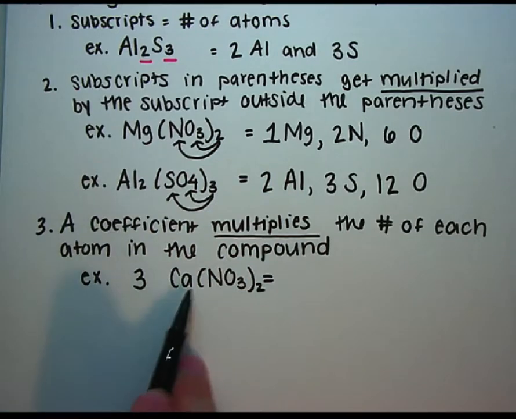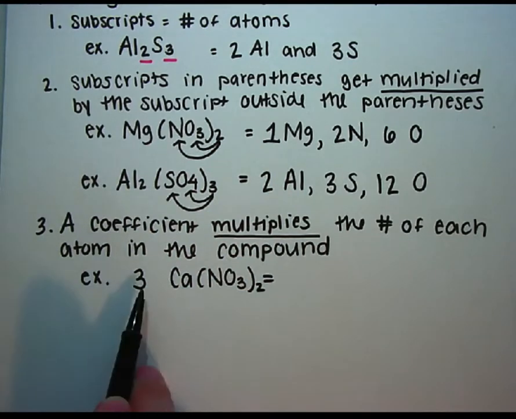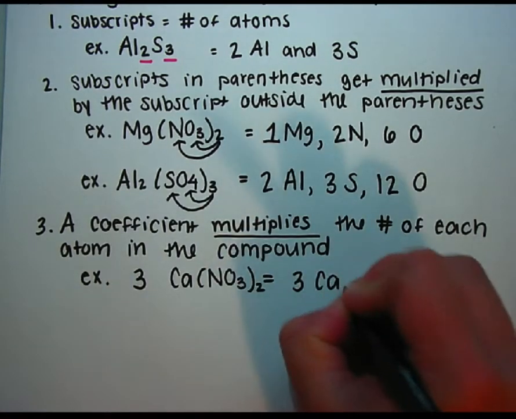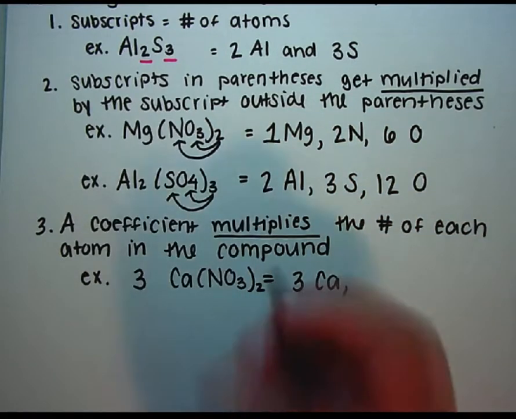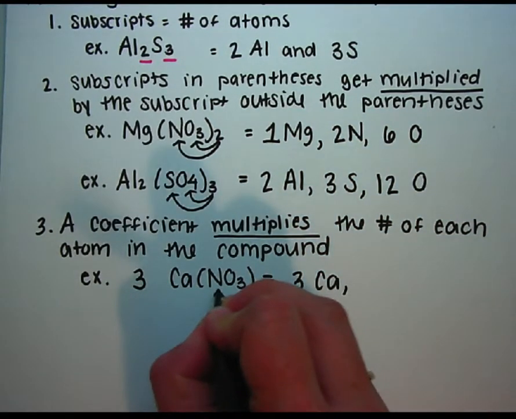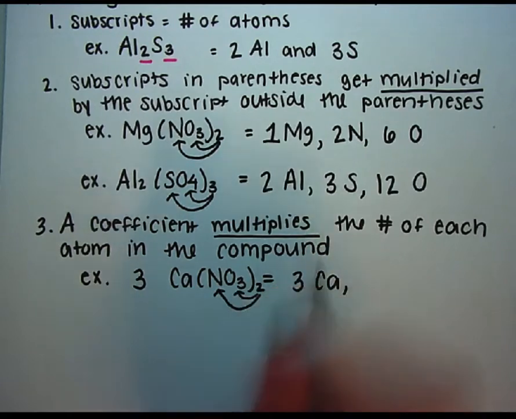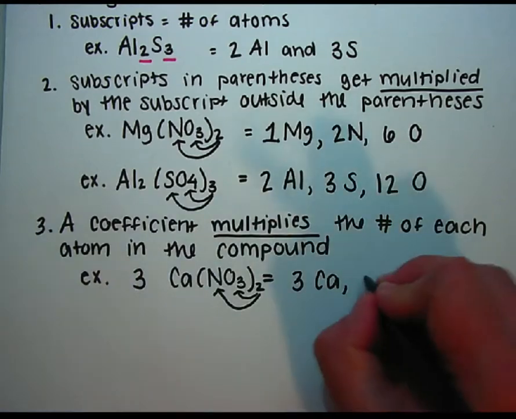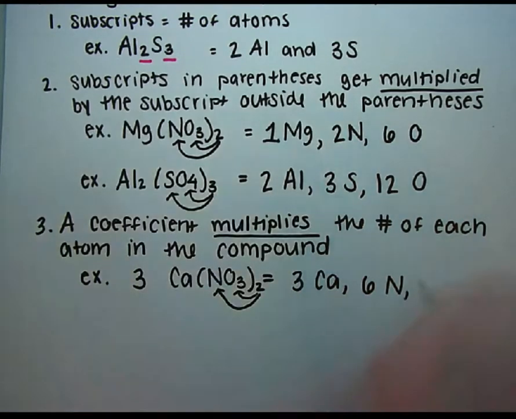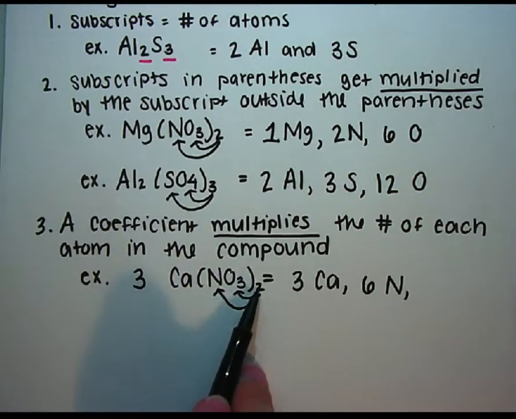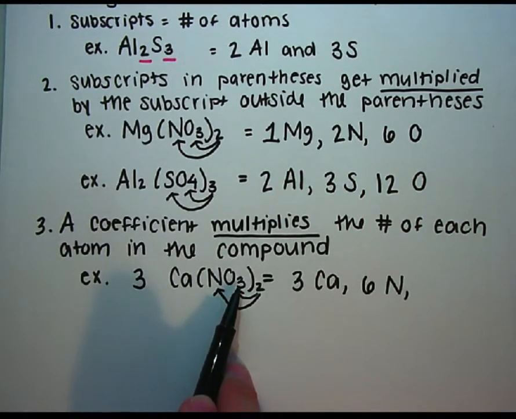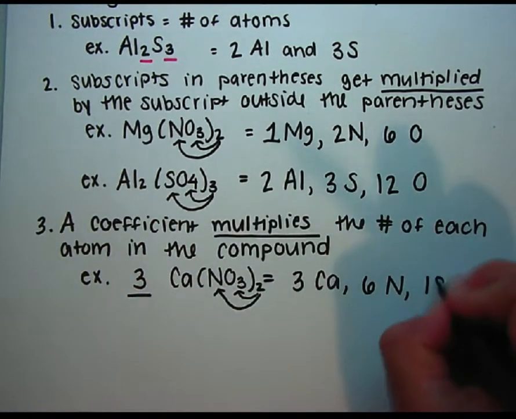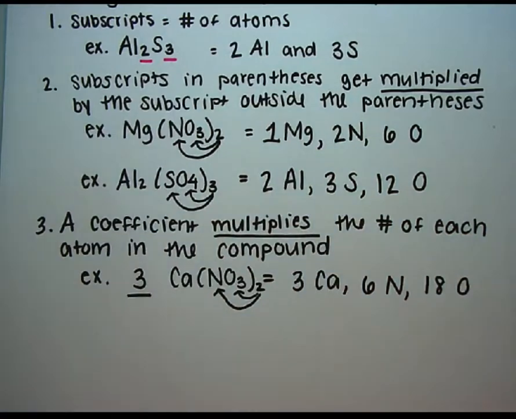In the formula I have 1 calcium, but I have 3 moles of calcium nitrate, which would give me 3 calciums. Remember, the number outside the parentheses gets multiplied in. So I have 2 nitrogens times a coefficient of 3, which gives me 6. 2 times 3 gives me 6 oxygens times a coefficient of 3, which gives me 18 oxygens.